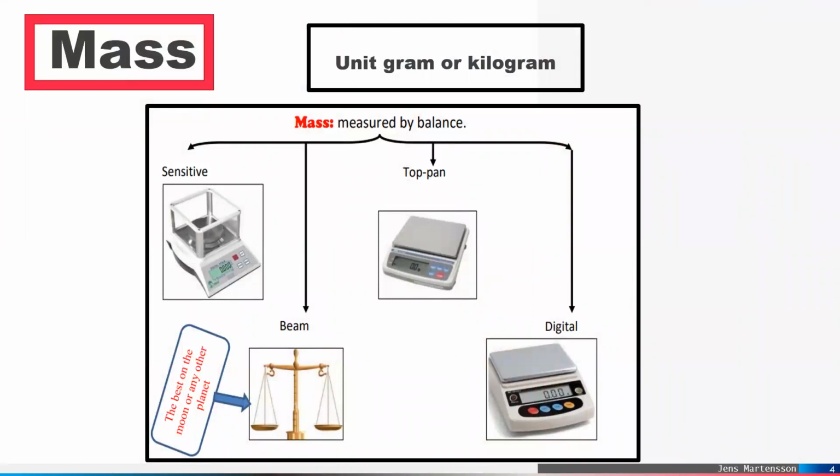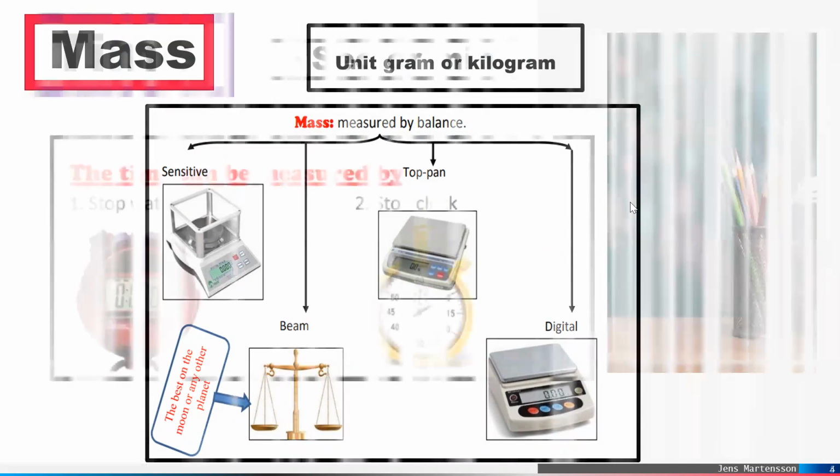To define what is meant by mass, it is the amount of matter in an object. The unit of mass is the gram or kilogram. The instrument used to measure the mass is the balance, whatever kind of balance you use, top pan balance or digital or beam balance. Of course, you can use the sensitive or digital balance for very small masses, for smaller objects.